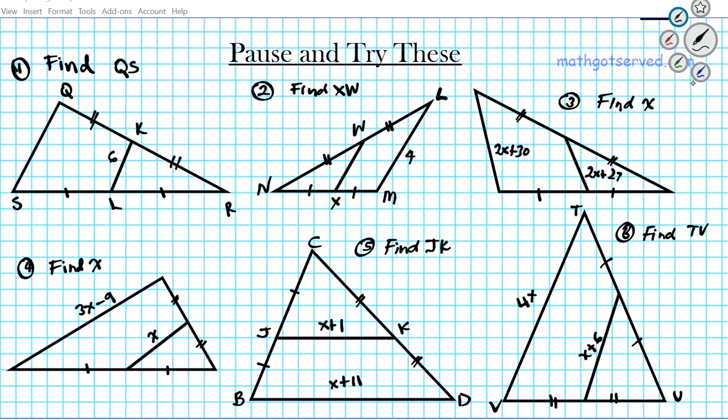Welcome back. Hopefully you had a chance to try out the problems. Let's look at the answers. Number 1 is 12. Number 2, XW is 2. For number 3, X is negative 12. For number 4, X is 9. For number 5, JK is 10. And then for number 6, TV is 24. Let's write that down. TV equals 24.